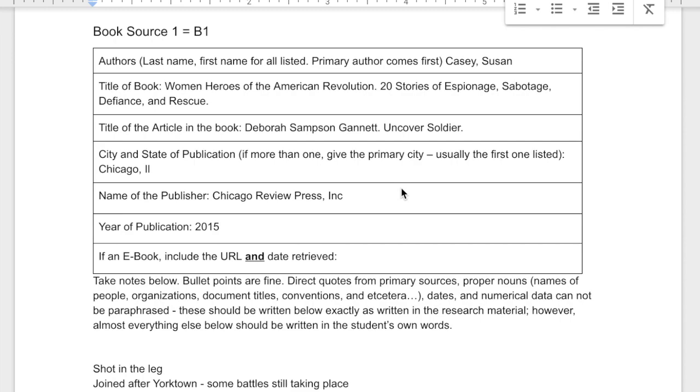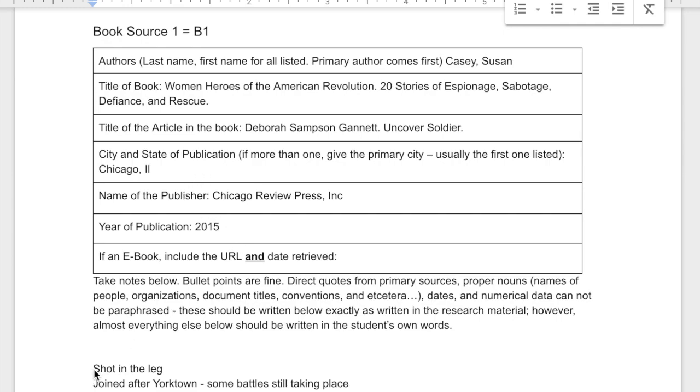This podcast is focusing on two items. One, providing enough specific information in note taking and organizing that information. So, this is a sample from Deborah Sampson. Here's the worksite information. Make sure all this is filled out.